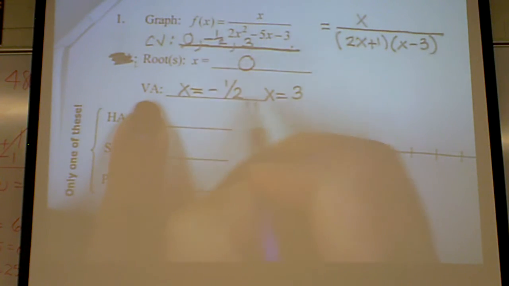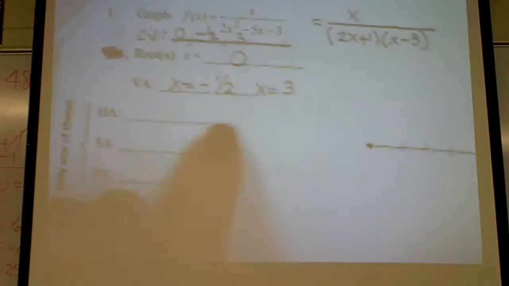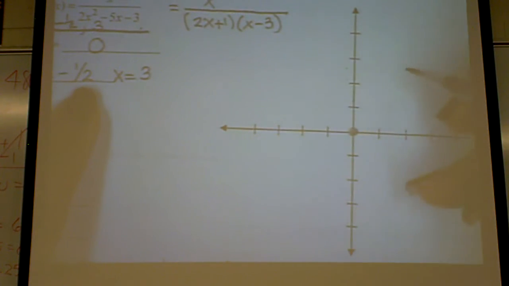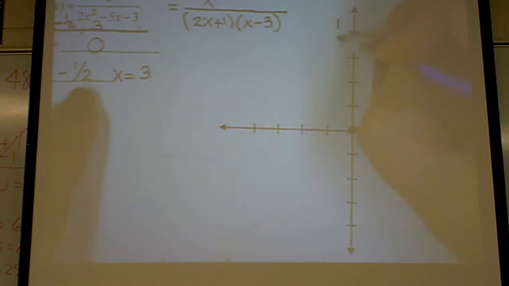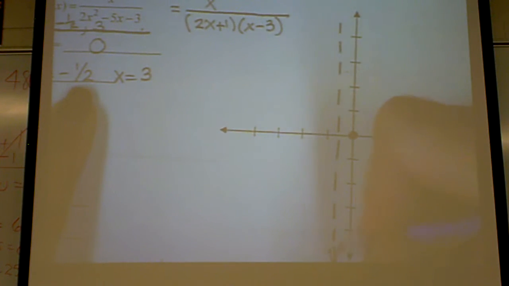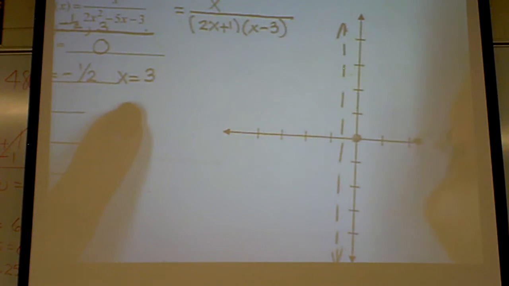Now at these two places, I want you to go to your graph, and I want you to put a dotted line right here at negative 1/2. Why do we make it dotted and not solid? Because it's not part of the graph, it's just a guide.